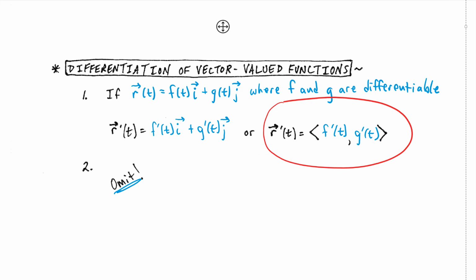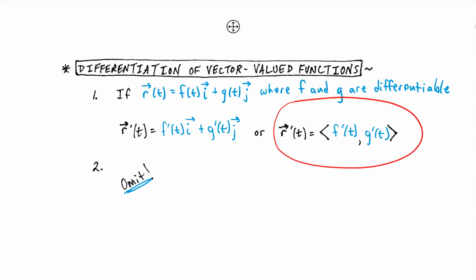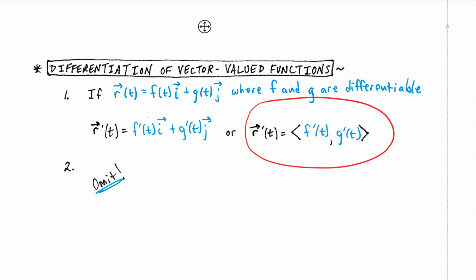So if r of t is defined as f of t times the standard unit vector i plus g of t times the standard unit vector j, let's say that's our definition for the vector valued function r. We just need f and g to be differentiable. The functions themselves, f and g, need to be differentiable. Then to find the derivative, we can just use shortcut formulas to find f prime and g prime.